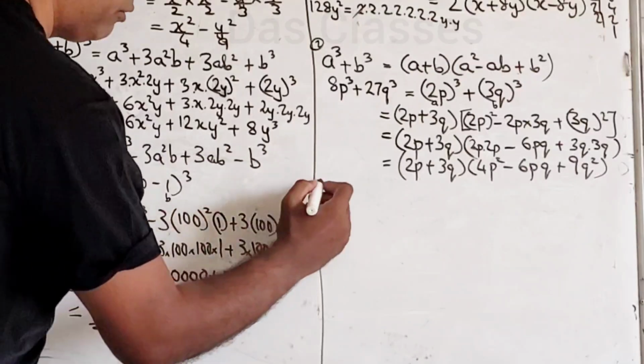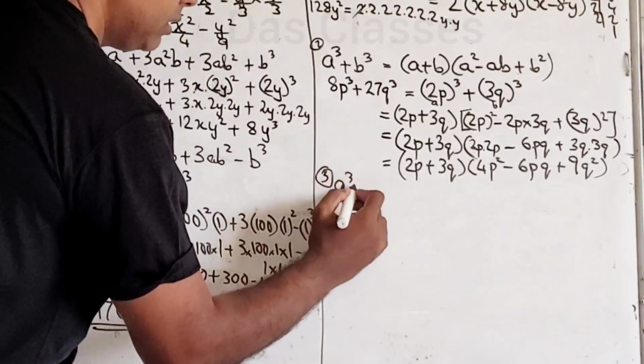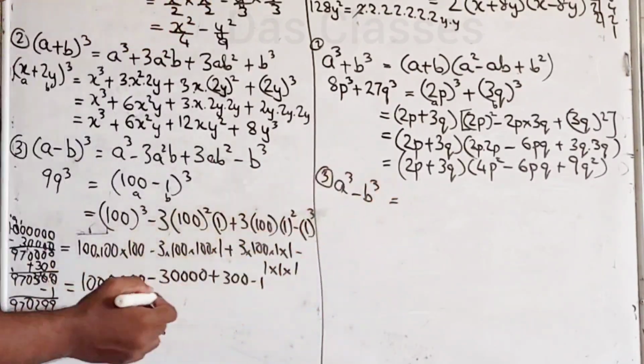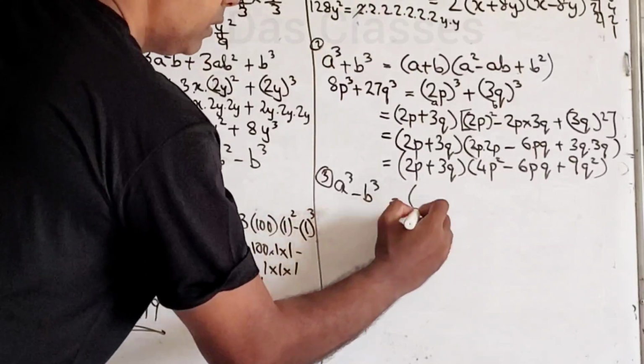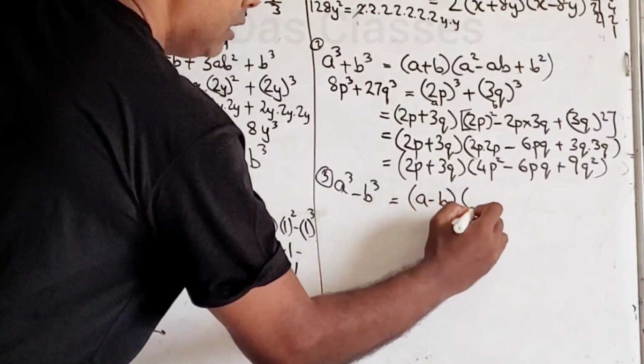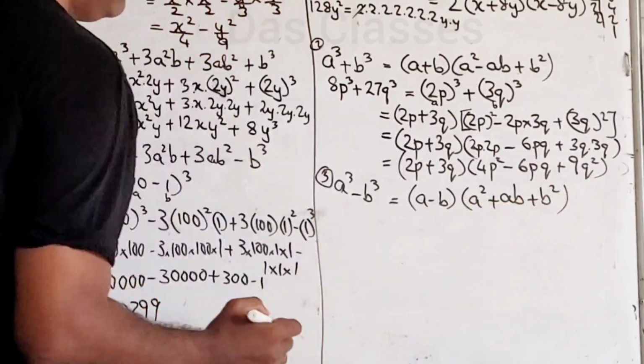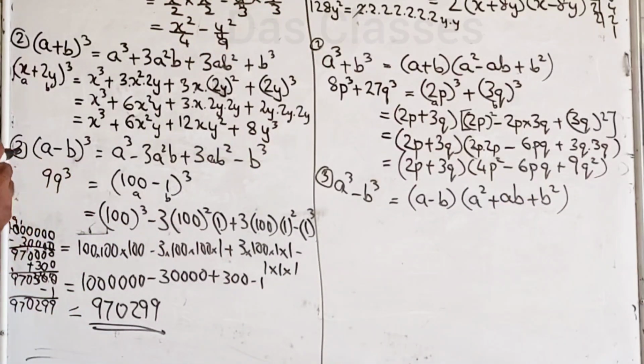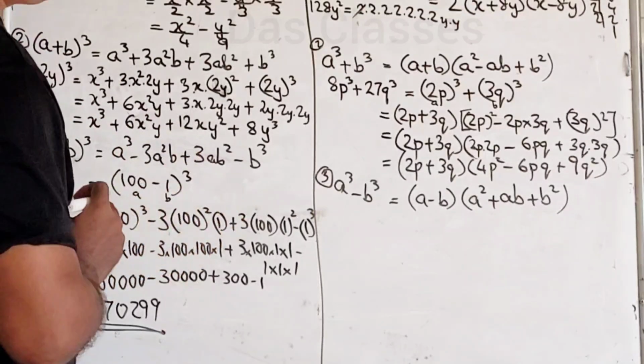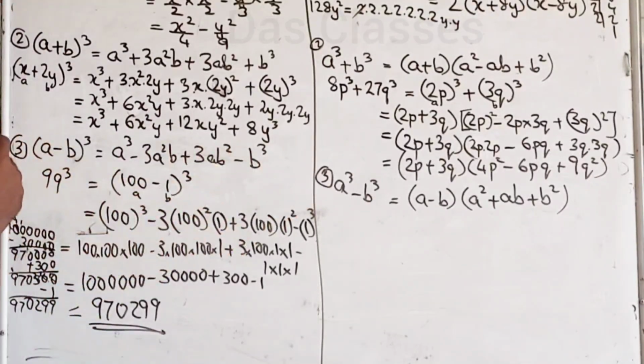And here is the last formula based on which you may see sums: A cube minus B cube is A minus B, bracket, A square plus AB plus B square. So prime importance is again that you learn the formulas first. That's the most important thing. So I'll take one more example.